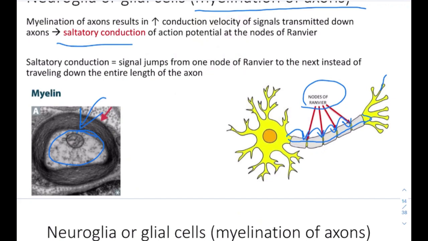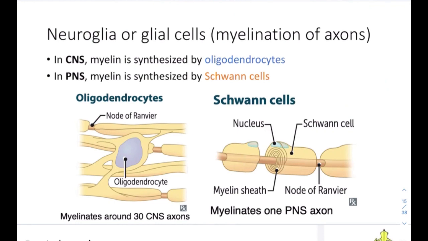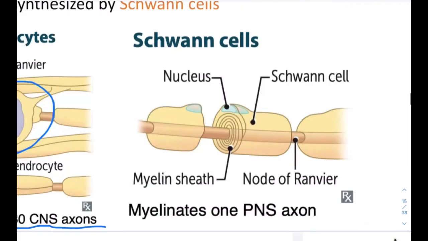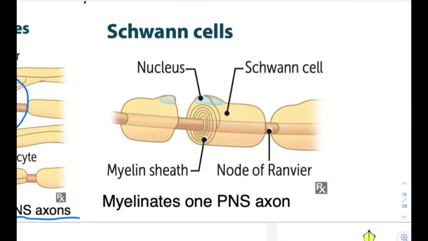And now let's talk about the cells that provide myelination to the axons, which are neuroglial cells. So in the central nervous system, the myelin is synthesized by oligodendrocytes. So right here we have a cell called the oligodendrocyte. It synthesizes the myelin sheath, and it provides this myelin sheath to about 30 axons in the central nervous system. However, in the peripheral nervous system, the myelination is due to the Schwann cells. Each single Schwann cell myelinates one axon in the peripheral nervous system. Okay.